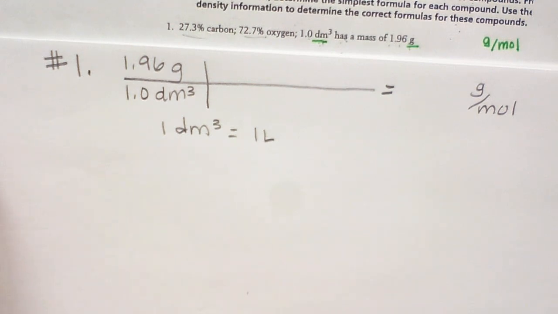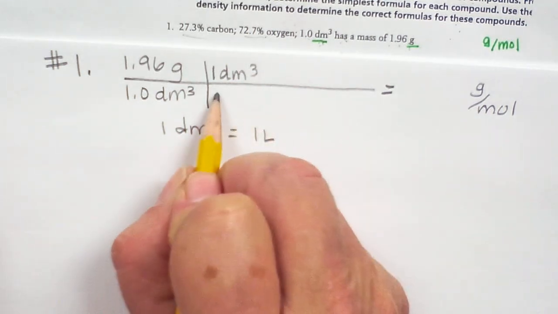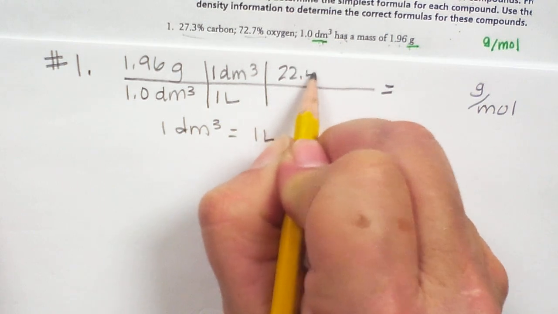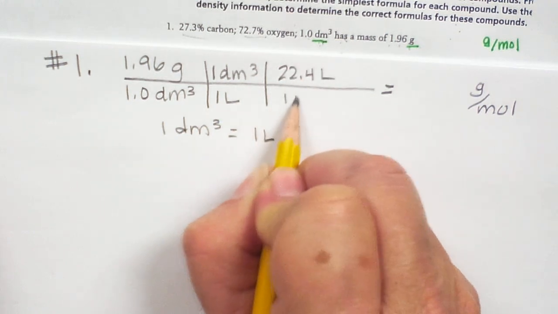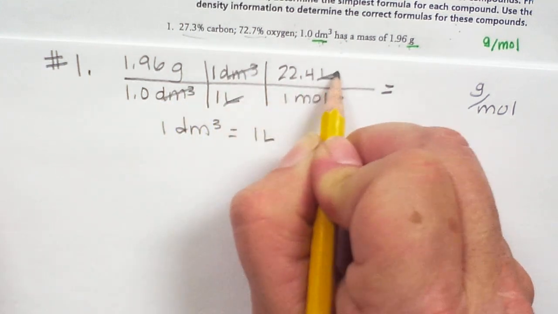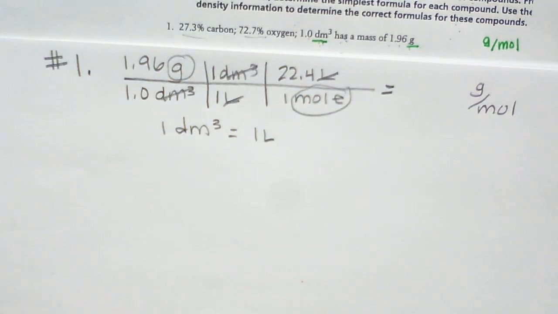Right. And the other thing that's super helpful is that this is a gas. All of these are gases. So now what we're going to do is go 1 decimeter cubed is equal to 1 liter, and then 22.4 liters is equal to 1 mole. And so now I can cancel this, and I'm left with grams per mole, and there's my molar mass. Well, there's one other one because not all of them are in decimeters cubed.